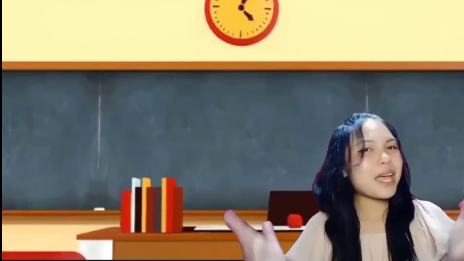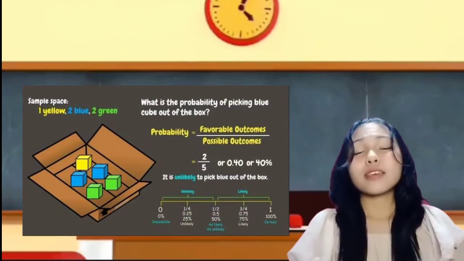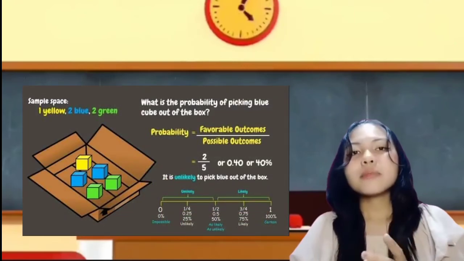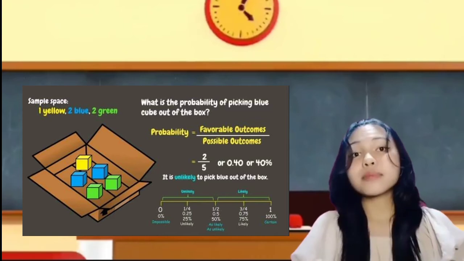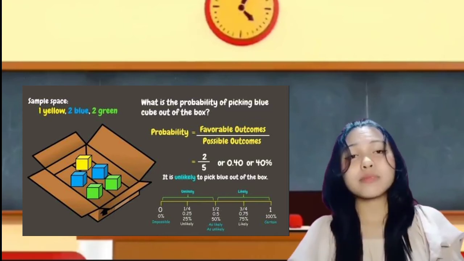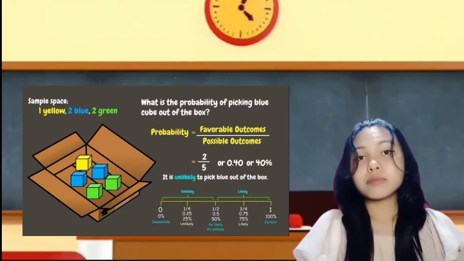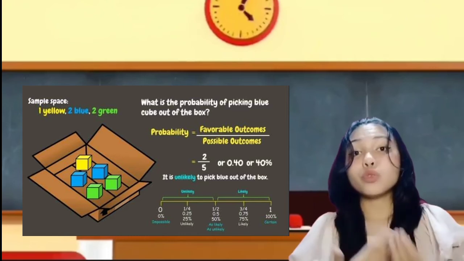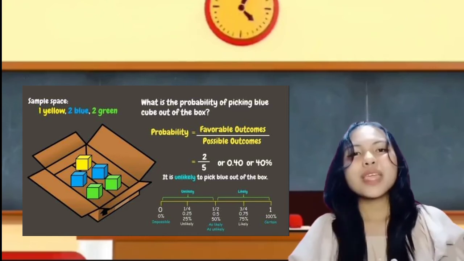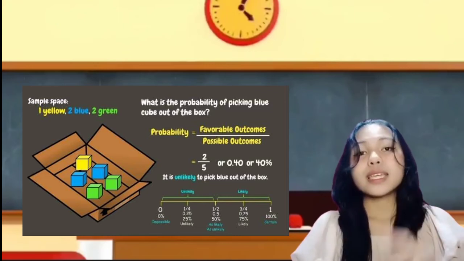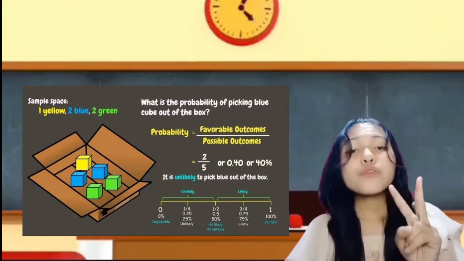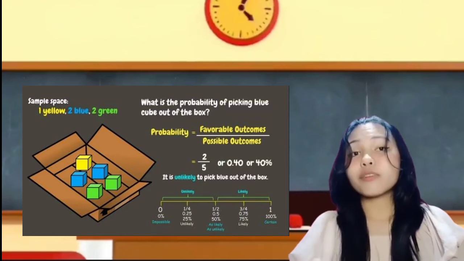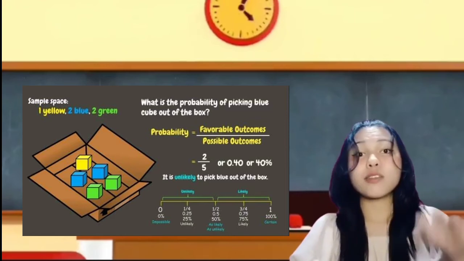Okay, time is up. Let's check if your answers are correct. Again, to determine the probability, just simply divide favorable outcomes by the possible outcomes. Here, the favorable outcomes are the blue cubes. Since we have 2 blue cubes, it means that we have 2 favorable outcomes, divided by the total number of possible outcomes, which is 5.